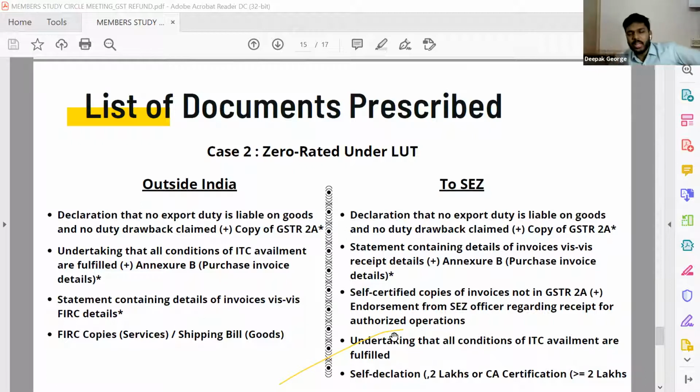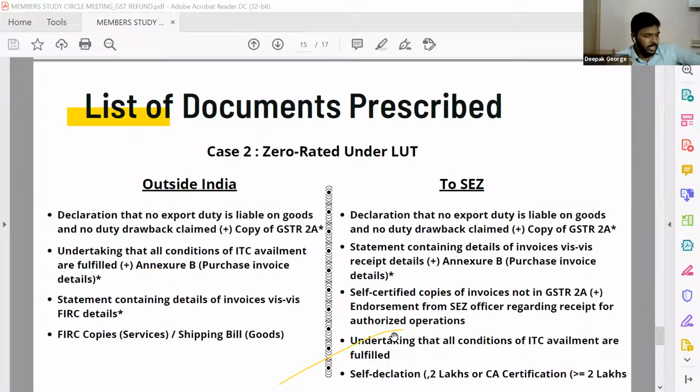Right? On your right side, again, if you're exporting to a special economic zone without payment of IGST under the cover of an LUT, then these documents should be uploaded. You have again a self-declaration, or a CA certificate if the amount is exceeding or greater than 2 lakhs.